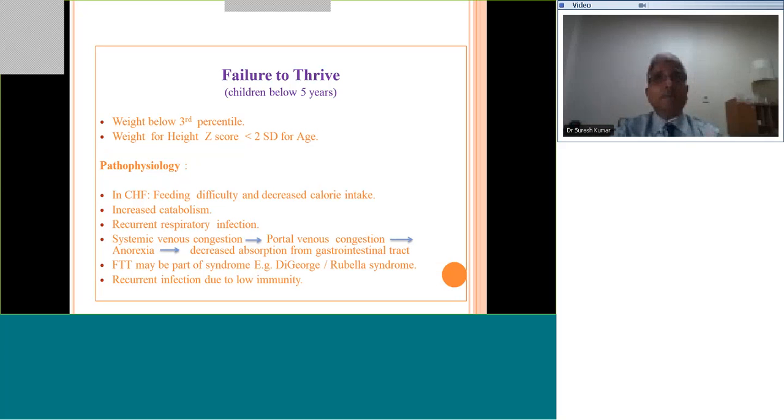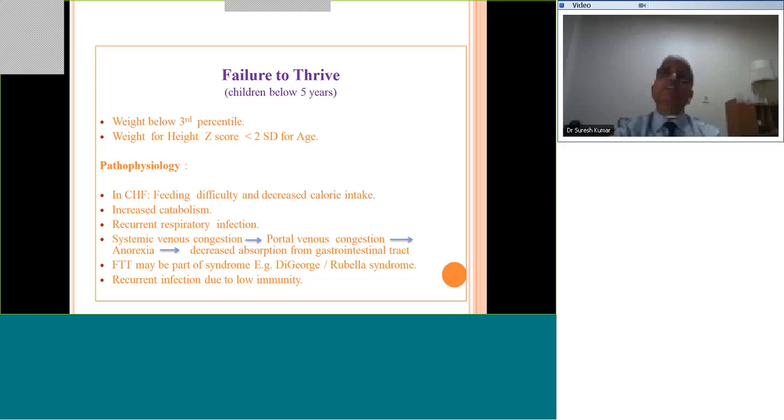Moving away from heart failure, an important symptom in the older infant is failure to thrive. You apply the term to children below the age of 5 years. You say that a baby is failing to thrive, as pediatricians know, when the baby's weight is below the 3rd centile, or if you're looking at the weight for height Z-score, if it is less than 2 standard deviations for the appropriate age. That is when you say that there is failure to thrive.